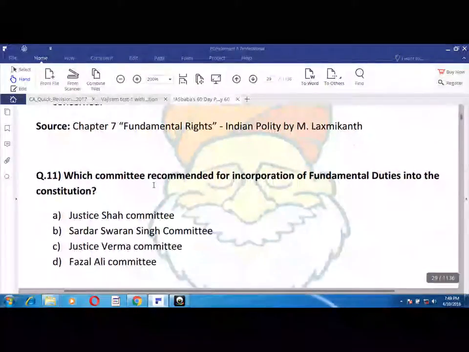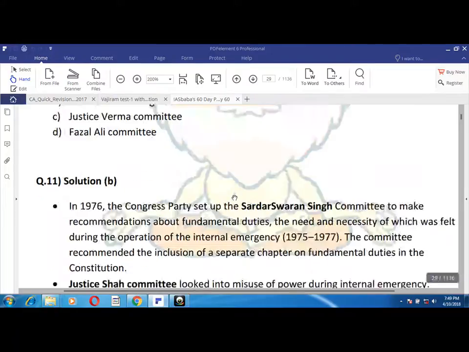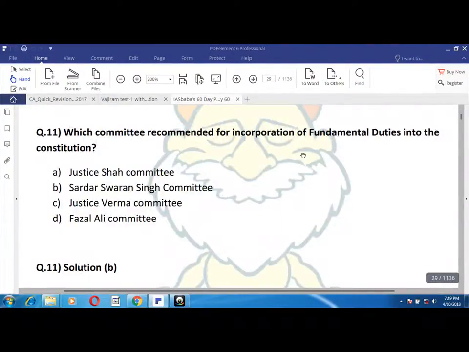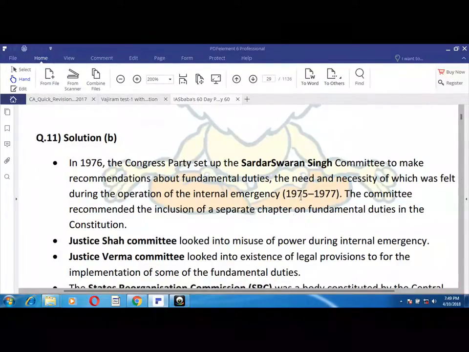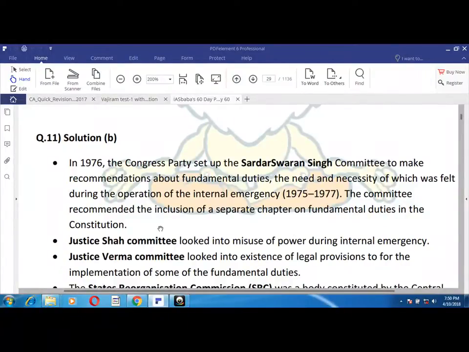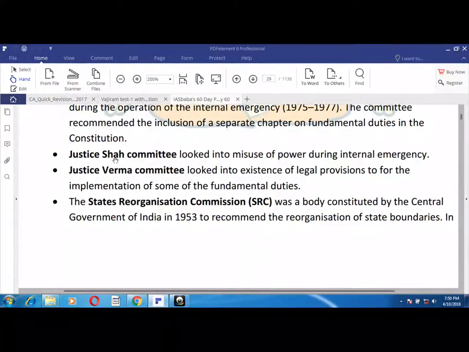Next, which committee recommended the incorporation of fundamental duties into the Constitution? B. Swaran Singh Committee. In 1976, the Congress Party set up the Swaran Singh Committee to make recommendations about fundamental duties, the need and necessity of which was felt during the operation of the national emergency in 1975 to 77. The committee recommended the inclusion of a separate chapter on fundamental duties in the Constitution.